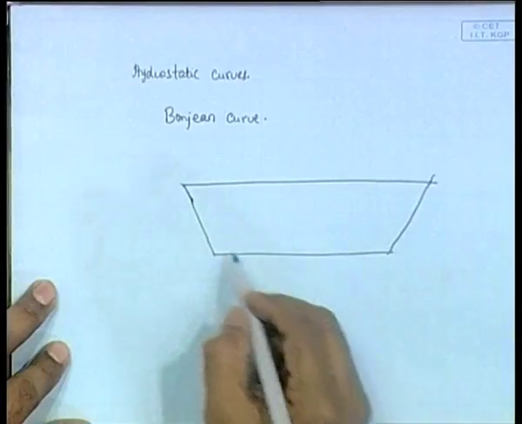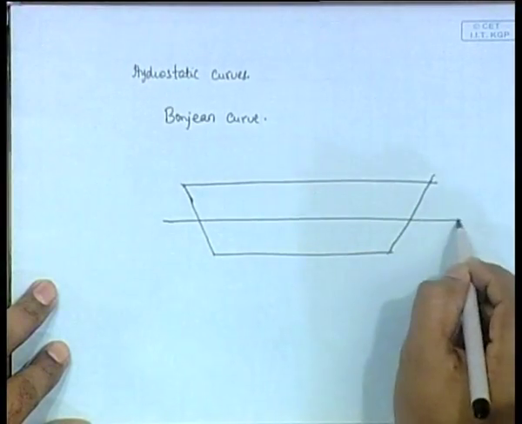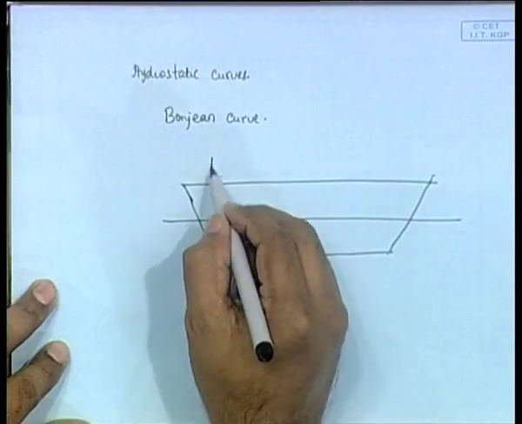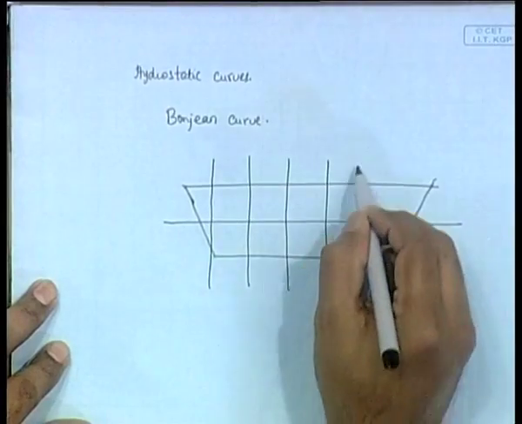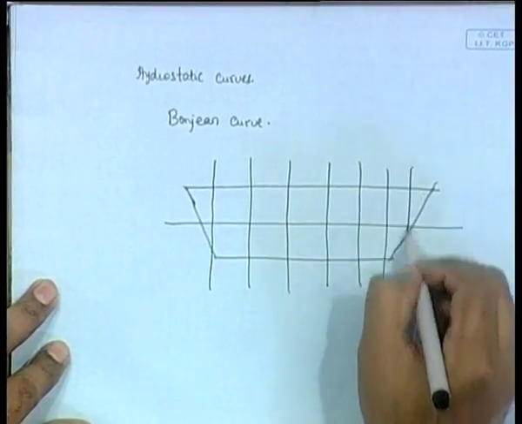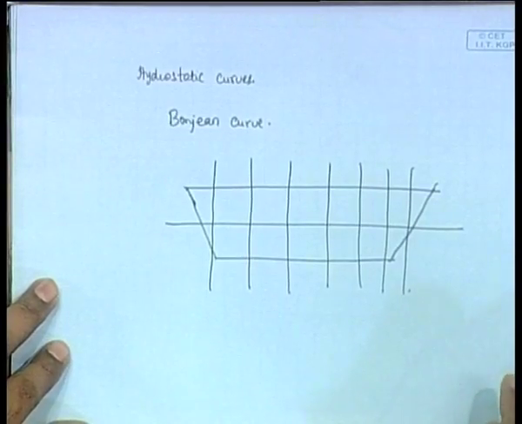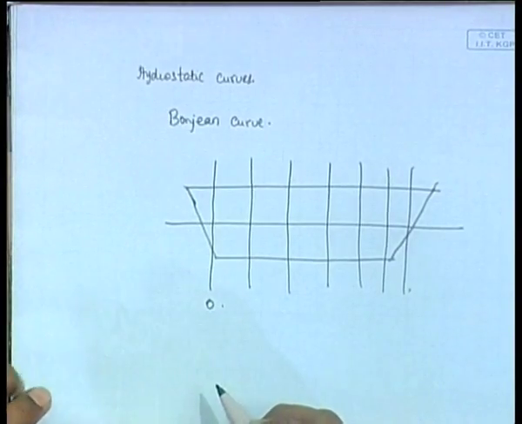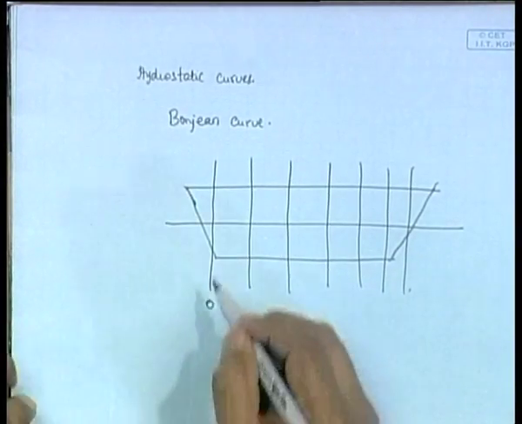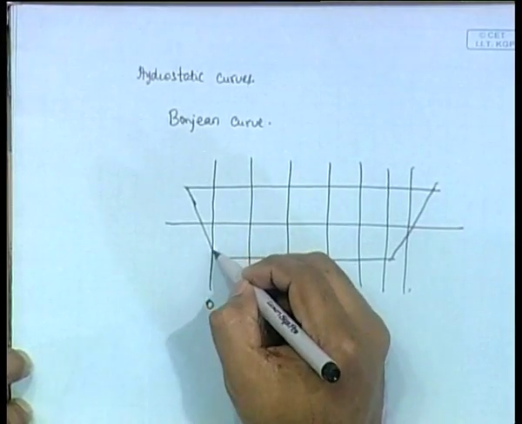Now let us suppose you have this ship and this water line. Let us divide it into stations. So this is divided into different stations, and you take station 0, and at station 0 suppose you find the sectional area like this.